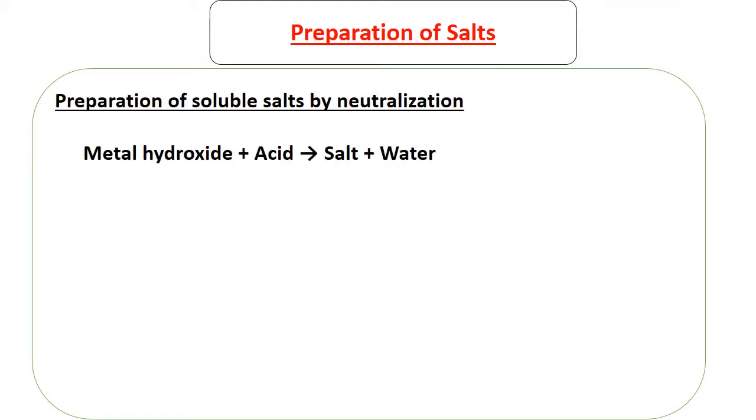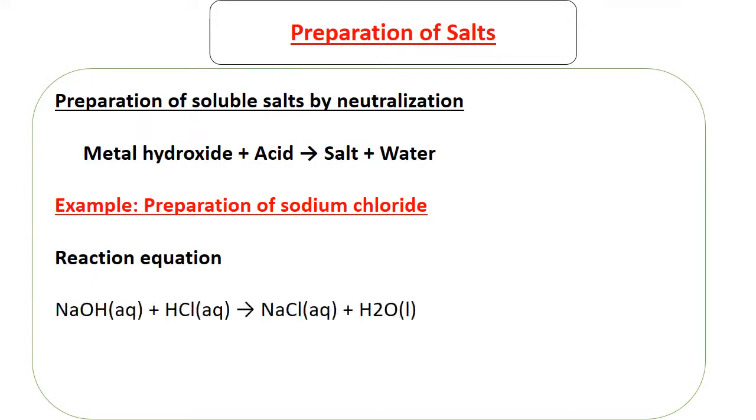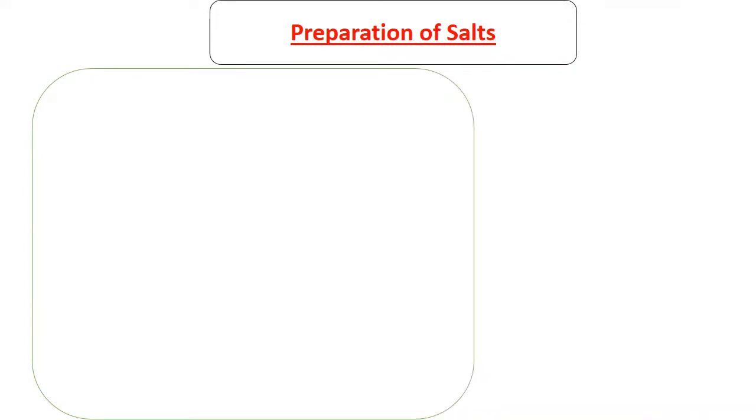So what we're trying to do is mix a metal hydroxide with acid to form salt and water. We're going to prepare sodium chloride. So we need a metal hydroxide that's going to give us sodium. We can say sodium hydroxide. And we need an acid that's going to give us chloride. We can say hydrochloric acid. So the reaction equation, of course, is sodium hydroxide reacting with hydrochloric acid to form sodium chloride and water.